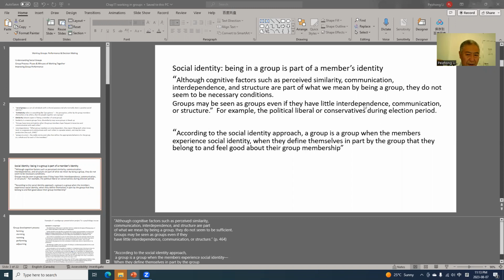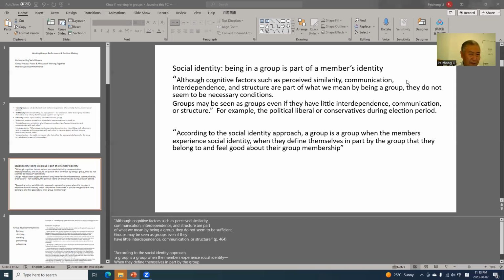Some groups, their members don't have a whole lot of similarity or interdependence. They don't even communicate that much with each other, but they have a strong group identity. For example, political identity, political orientation. Some people identify themselves as liberals. Some of them identify themselves as conservatives.